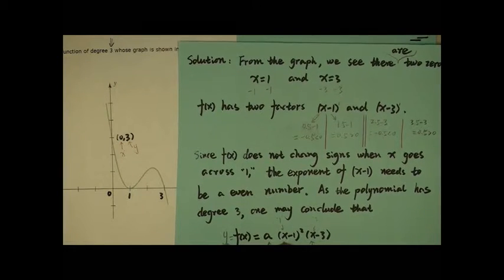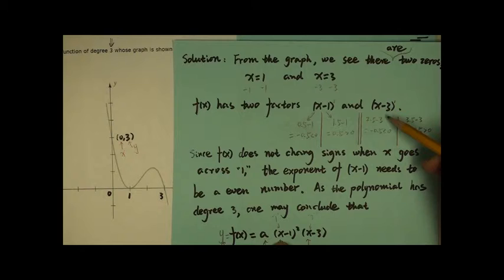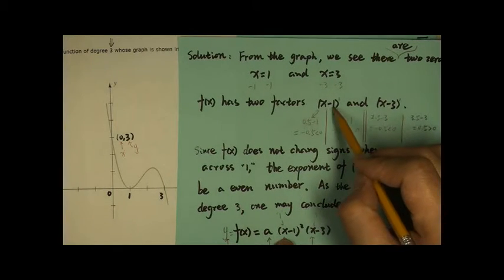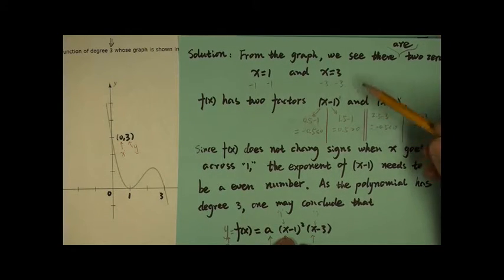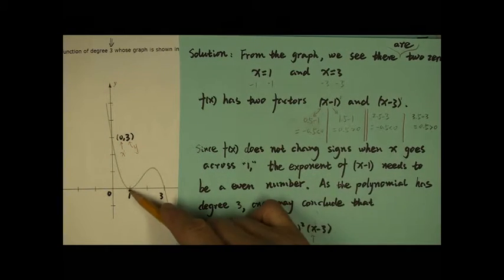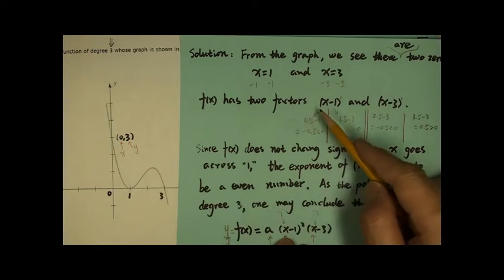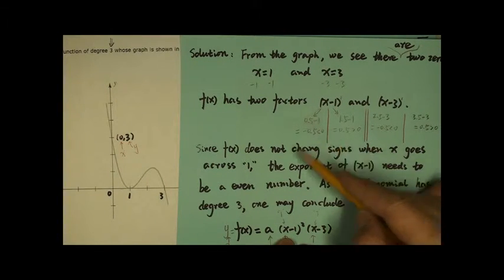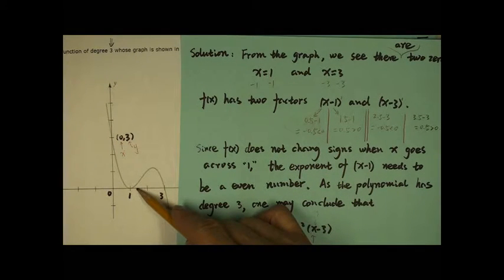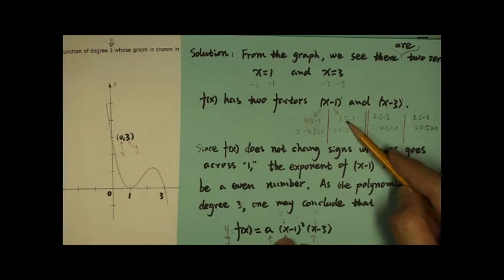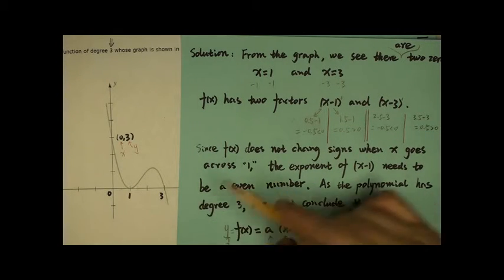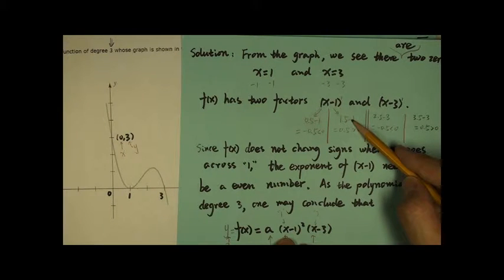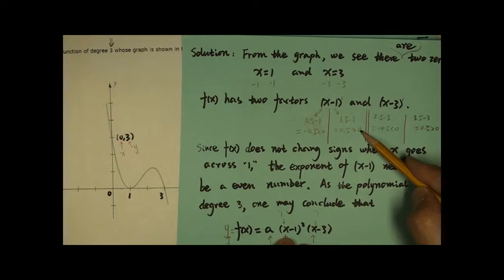Now, let's look at x minus 1 first, this factor. On the left-hand side, let's pick a point, 0.5. 0.5 minus 1 is negative 0.5, which is less than 0. If you pick another point, 1.5, that's on the right-hand side of 1, and 1.5 is greater than 1. When you do 1.5 minus 1, you get 0.5, which is positive.